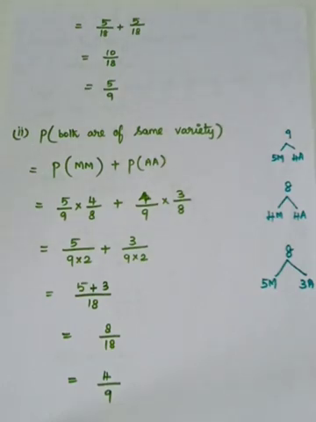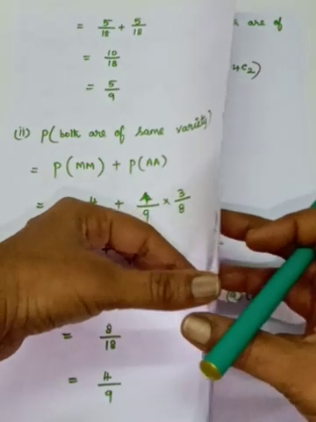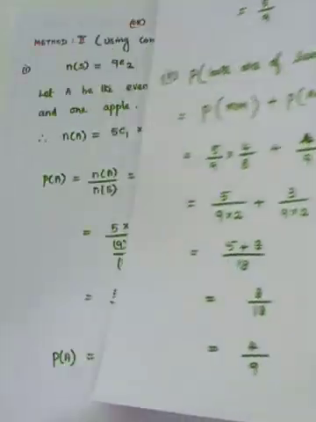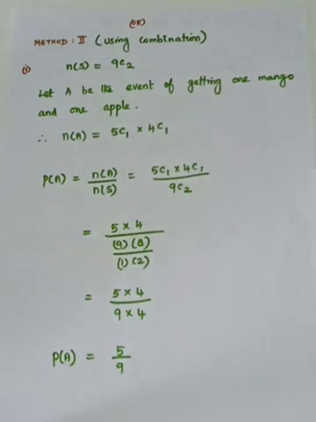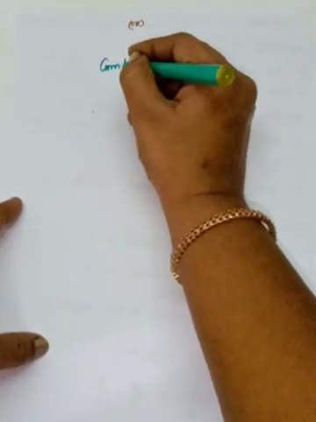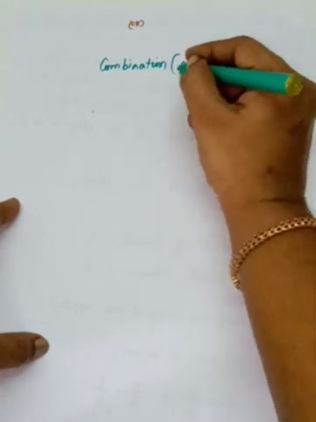Okay, so the second method, using combination, we can do the problem. You will learn permutations and combinations in the first volume. In that we are going to take only the combination now. Combination means it's a selection. What is combination? It is selection. Combination is nothing but the selection.